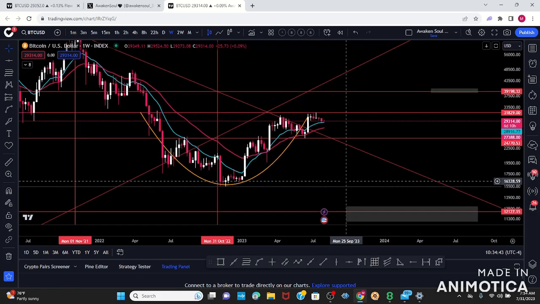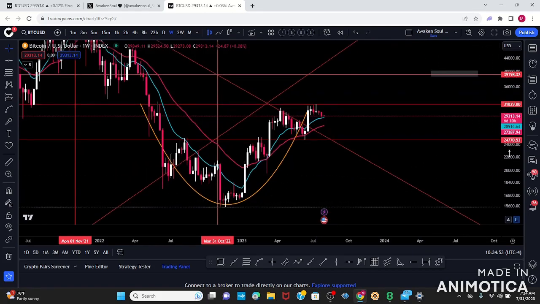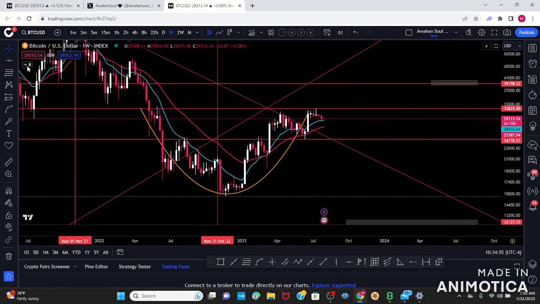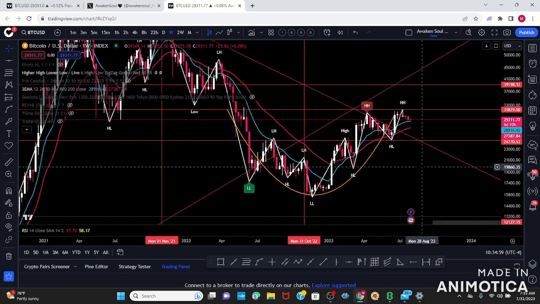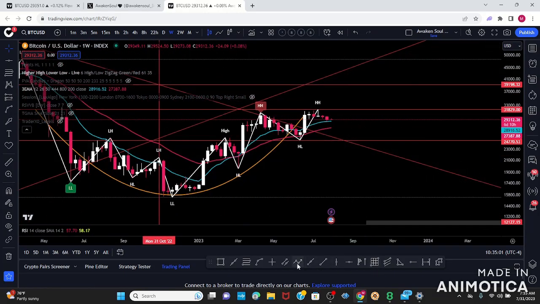So this is what I'm seeing in the weekly. I'm not seeing much other than this right now. So I'm going to leave it as is. So what am I going to do? I'm going to use my higher high, lower low indicator. Right, and it's just going to again help me, guide me, and where to set in my trend lines for the weekly.